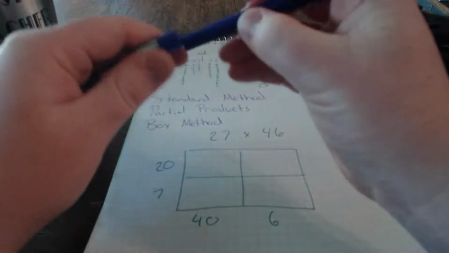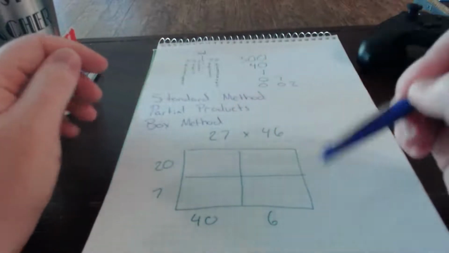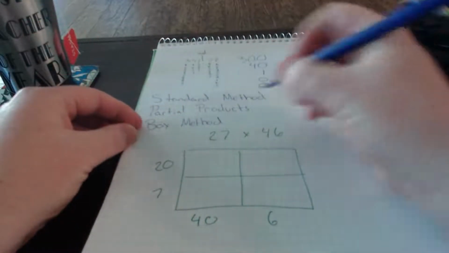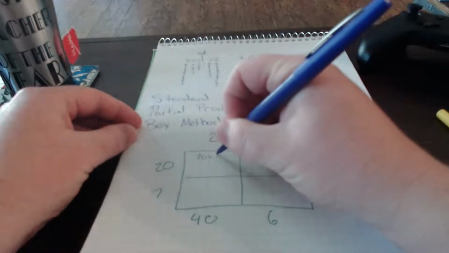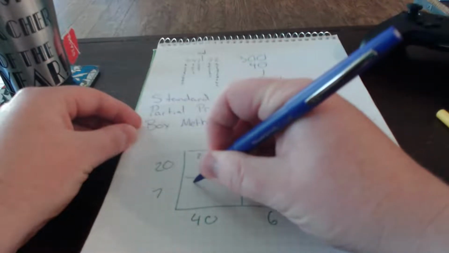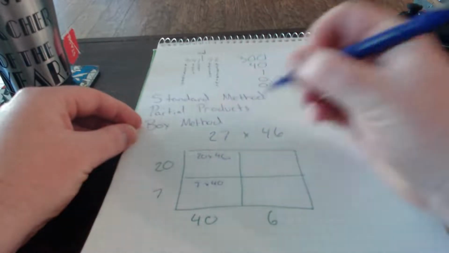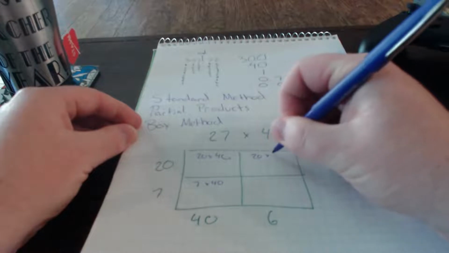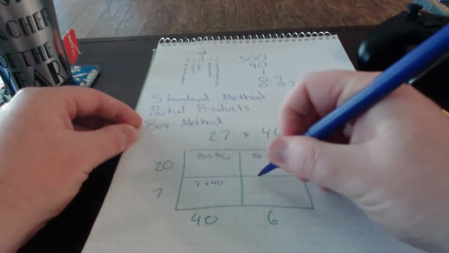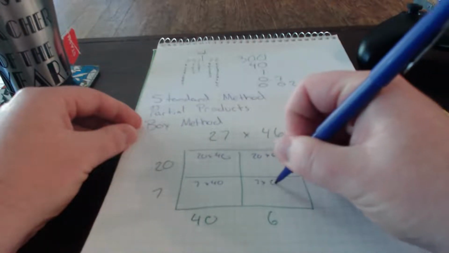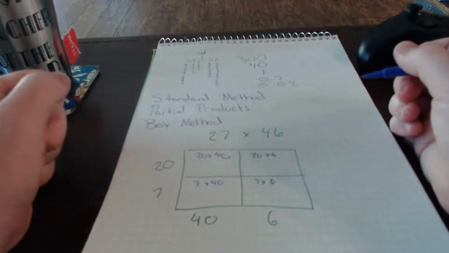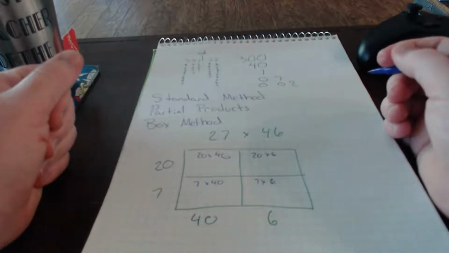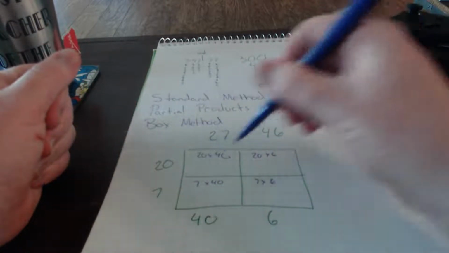I'm going to write what problem is in each box first, and then I'll solve it. So I have 20 times 40 right here. I've got 7 times 40. I've got 20 times 6, and I have 7 times 6. Now you solve. I'm going to start from this one and kind of work my way up.